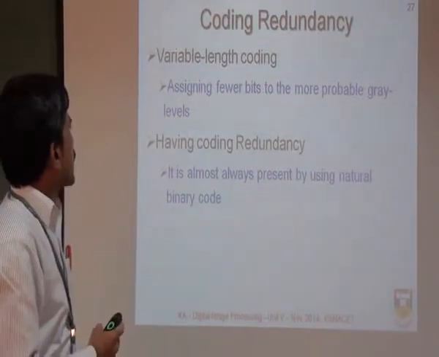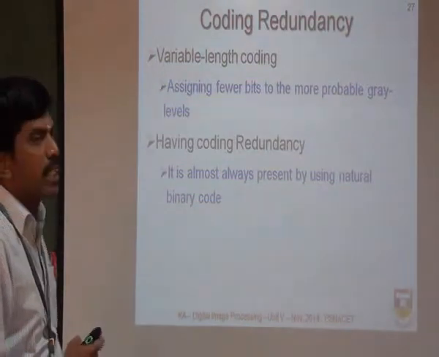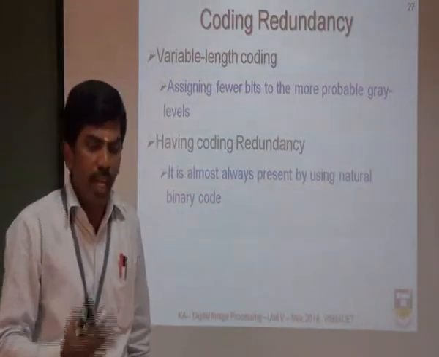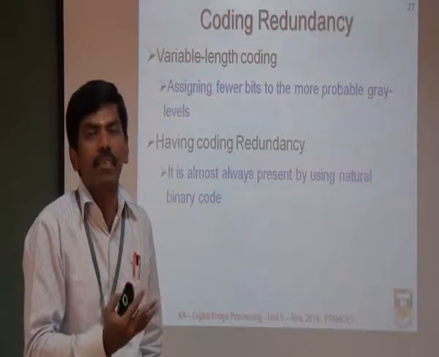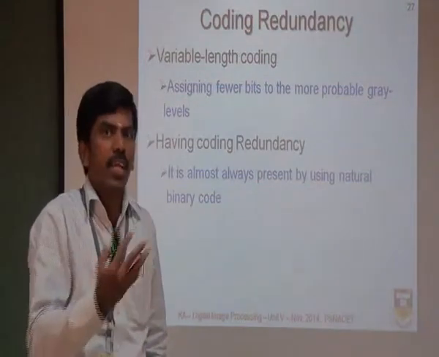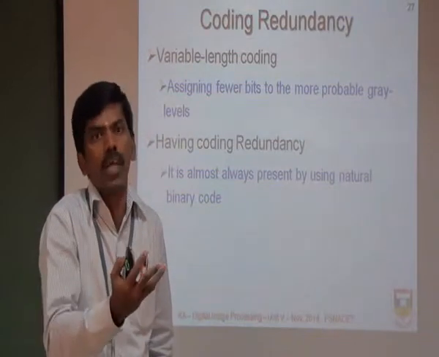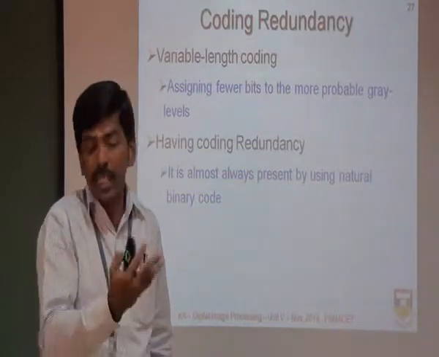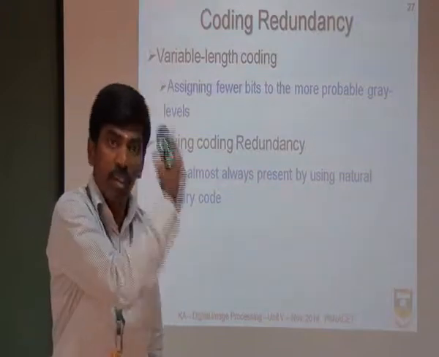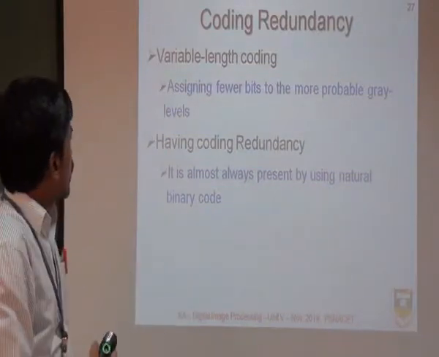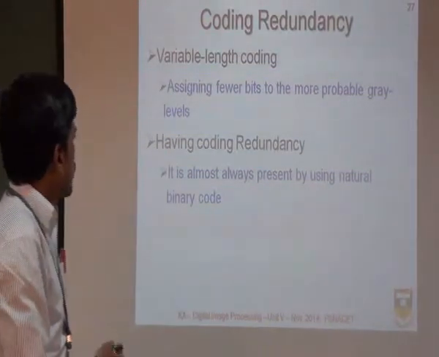Variable length coding is assigning fewer bits to the more probable gray levels. That is meaning, as in the previous example, variable length: instead of all the gray levels being given 3 bits, we can give different bit values to different gray levels. That is, the first gray levels are 2-bit code words, 3, the other gray levels are 5. We can make it. That is called your variable length code. So coded redundancy is almost always present when using the natural binary code.